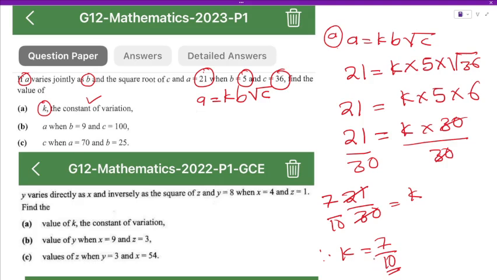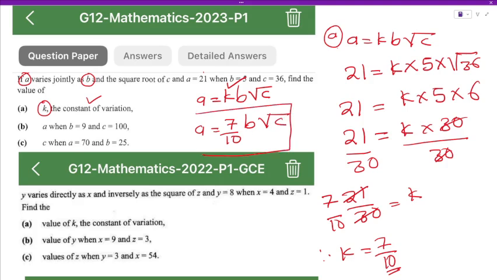Having found the value of K as 7 over 10, we can now revert back to our original formula which we found. While there is K, we plug in this fraction as the value of K. So meaning it's going to be A is equal to 7 over 10 B square root C. This is now going to be our formula for the rest of the question. So here the examiner switched up things for the students. This was in 2023.